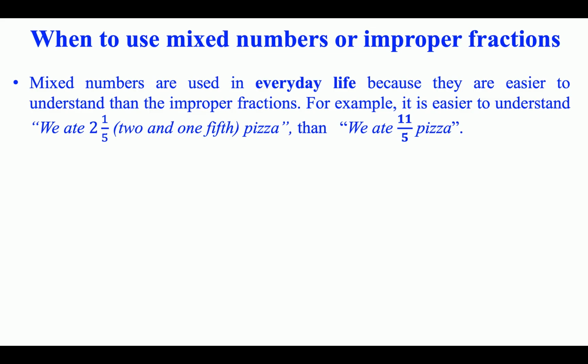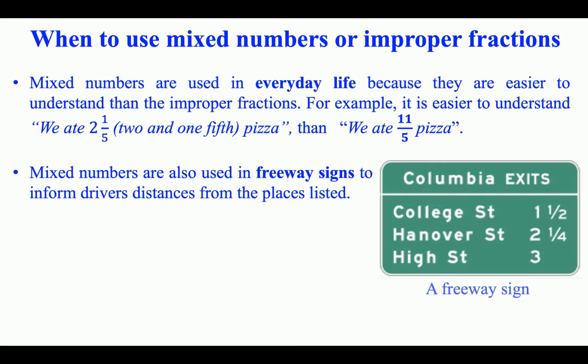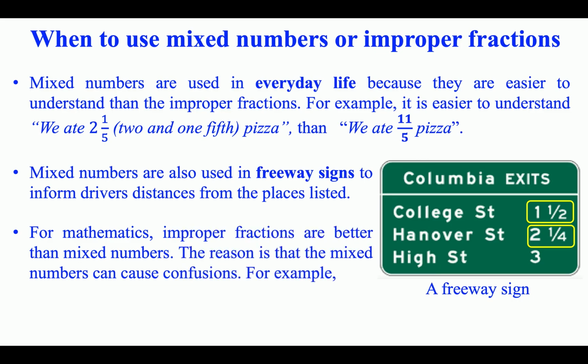Mixed numbers are used in everyday life because they are easier to understand than the improper fractions. For example, it is easier to understand we ate 2 and 1/5 pizza than we ate 11/5 pizza. Mixed numbers are also used in freeway signs to inform drivers distances from the places listed. A freeway sign. For mathematics, improper fractions are better than mixed numbers.